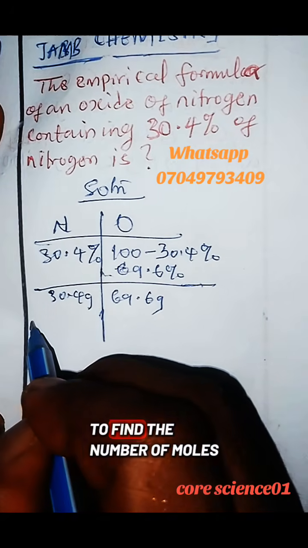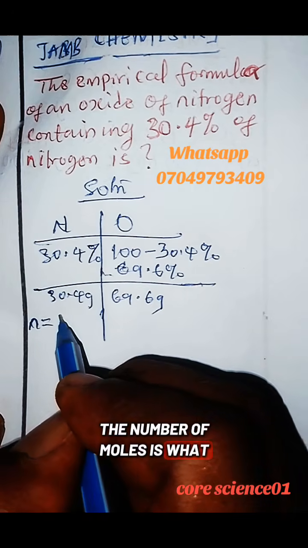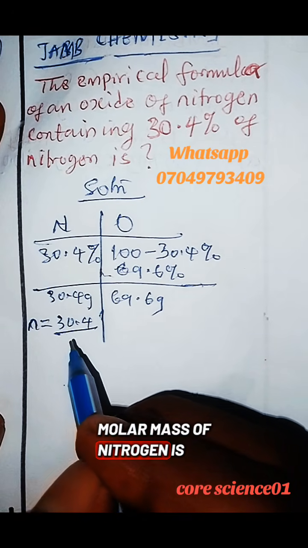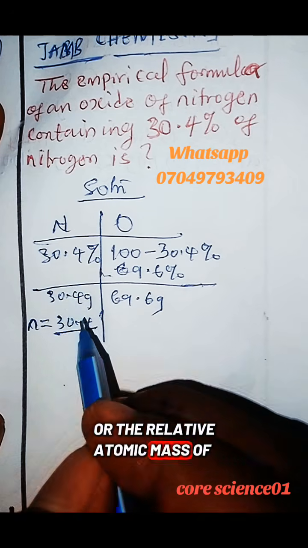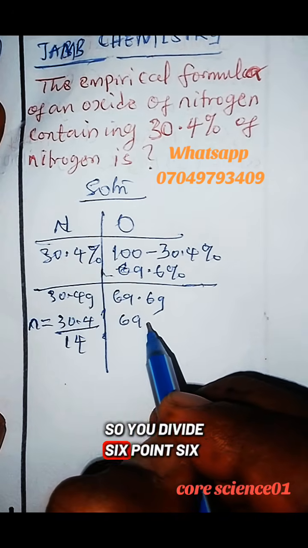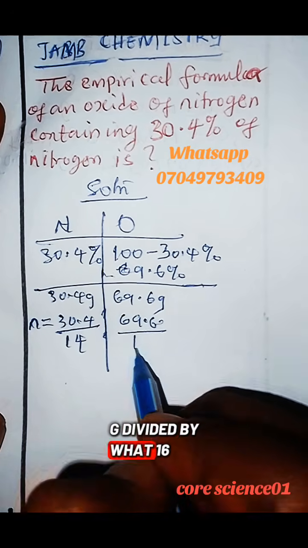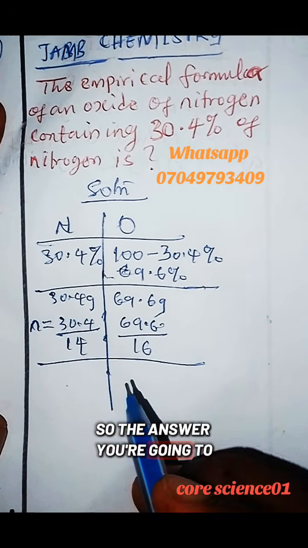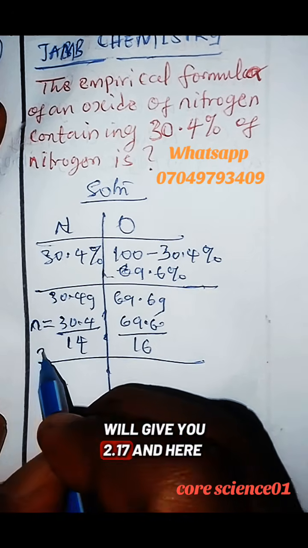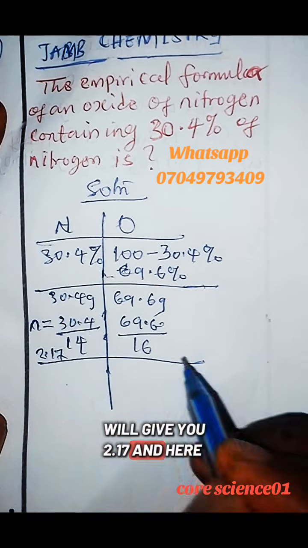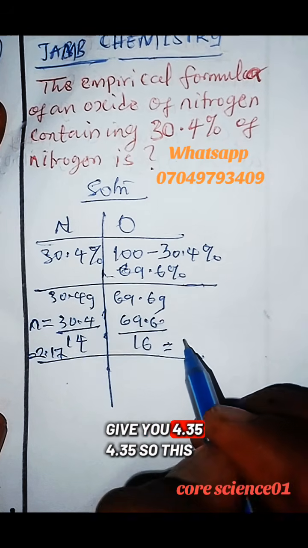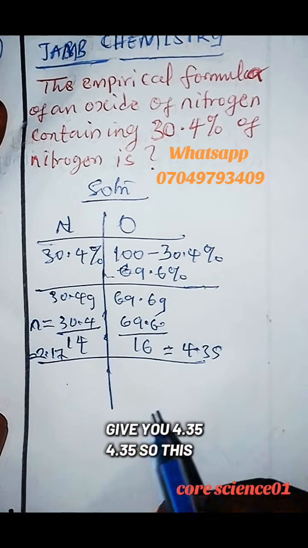So the next step is for you to find the number of moles. The number of moles is what? Mass over what? Molar mass. The relative atomic mass of nitrogen is 14, and that of oxygen is 16. So you divide 30.4 gram by 14, and 69.6 gram by 16. The answer you are going to get will be the number of moles. So the number of moles will give you 2.17, and here it will give you 4.35. So this is the number of moles.